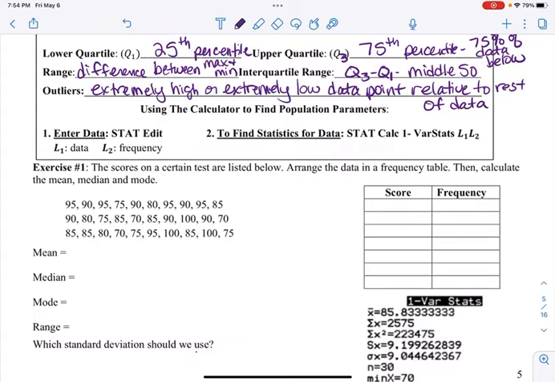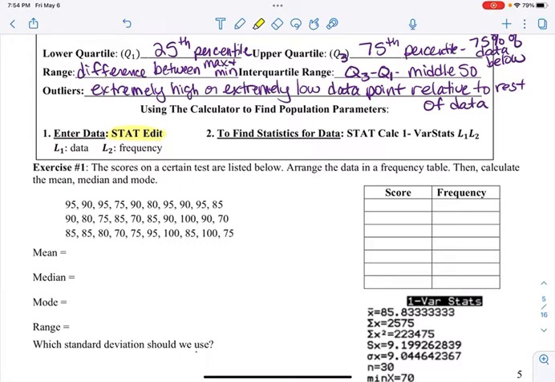The way that you're going to do it is there's a stat button. You have to put the data into your calculator. So you're going to hit stat, edit, and then put the data in L1 and the frequency in L2. If all of my data just occurs once, then I'm just going to use the L1 column. But in this example, I have multiple scores that occur multiple times. I only have to list each of those scores once, and then I have the frequency.